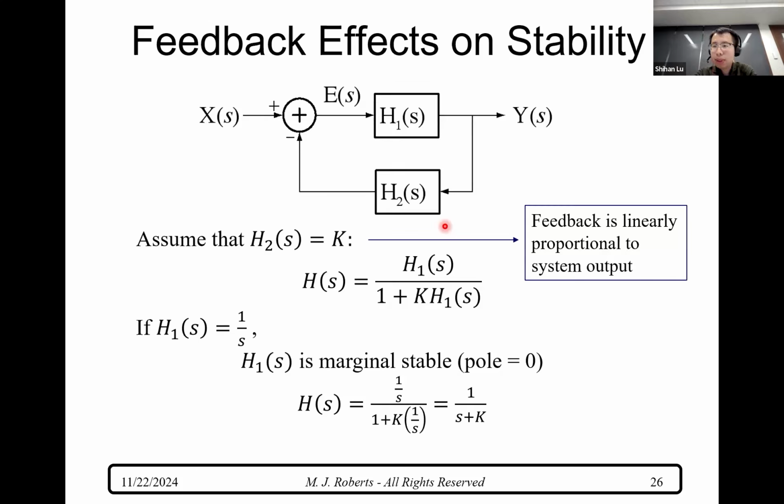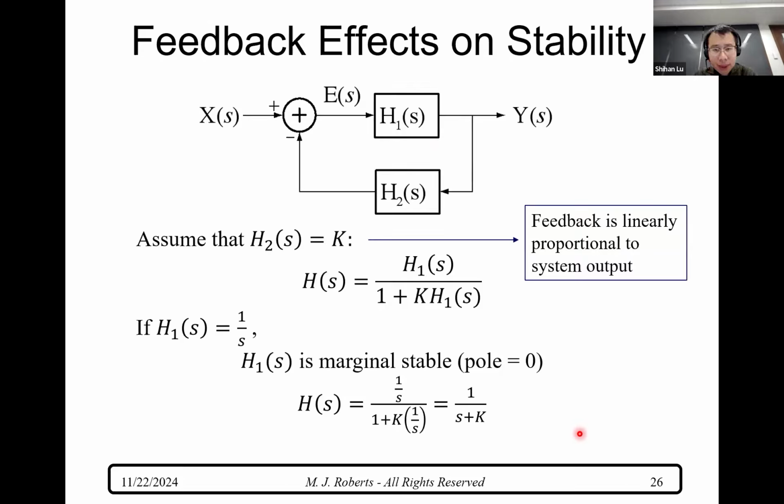So by using the definition of stability from the last lecture, the current transfer function of the plant, H1 of S, is 1 over S, and it has one pole, which is 0, right? Because it has a single pole with a 0 real component, the current transfer function H1 of S is marginally stable. This is pretty straightforward, just using the definition of system stability in the frequency domain.